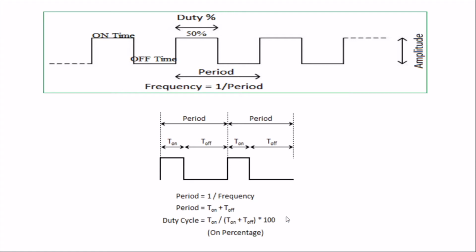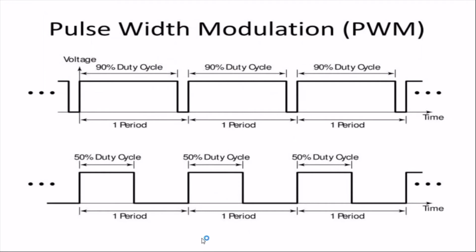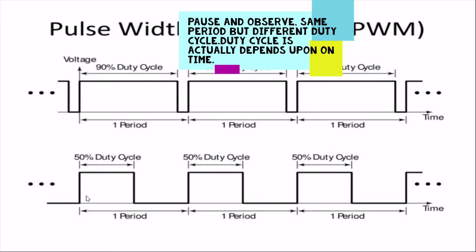And this is the formula: on time divided by the summation of on and off time, into 100. Actually, duty cycle we calculate in percentage only. Here you can see, this waveform has a 50% duty cycle and this one has a 90% duty cycle. From here, you can clearly understand that the duty cycle depends upon the on time in a given period.